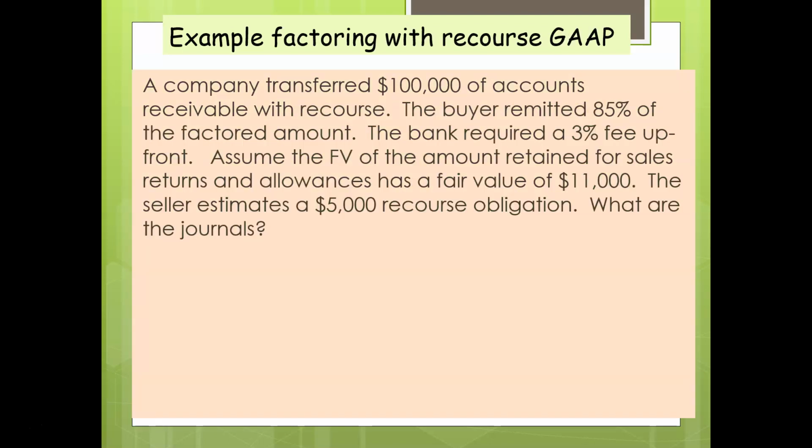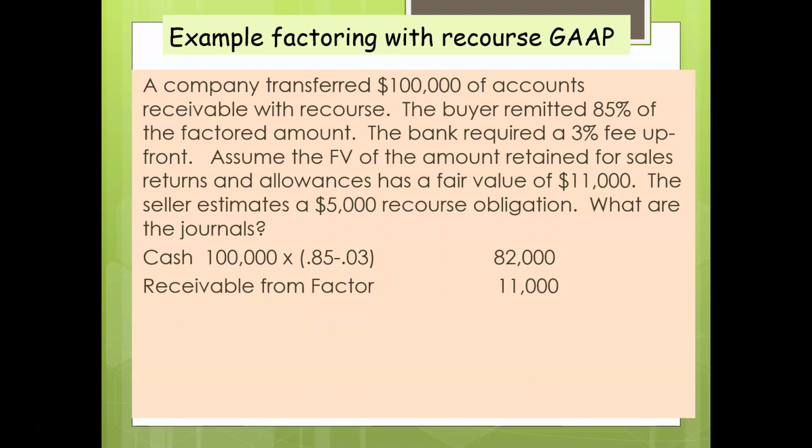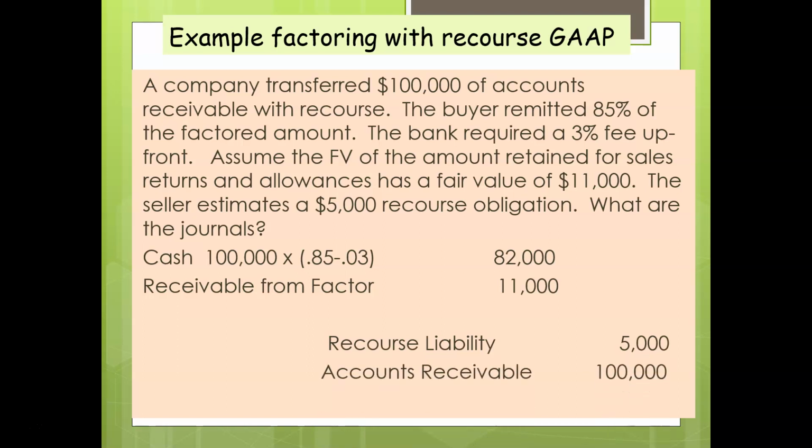Now, what happens if they have recourse, but in this case, they pay the fee up front? So the cash is going to be 100,000 times 82%. Receivable from factors is the fair market value. We don't adjust for the fee because we've already paid it by getting less cash up front. The recourse liability is 5,000. The accounts receivable is 100,000, and the loss is going to be 12,000.